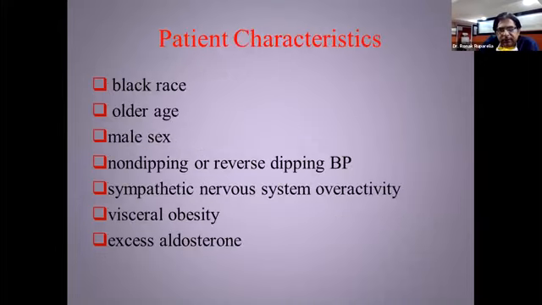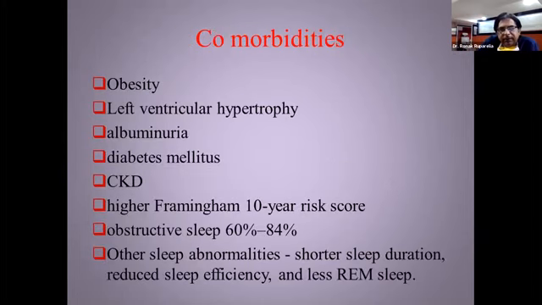These people are usually of black race, older age, male sex. They have non-dipping or reverse dipping BP, sympathetic overactivity, visceral obesity, and excess aldosterone levels. They usually have obesity, LVH, albuminuria, diabetes, CKD, and obstructive sleep apnea. So this is a particular subset where resistant hypertension is more prevalent.